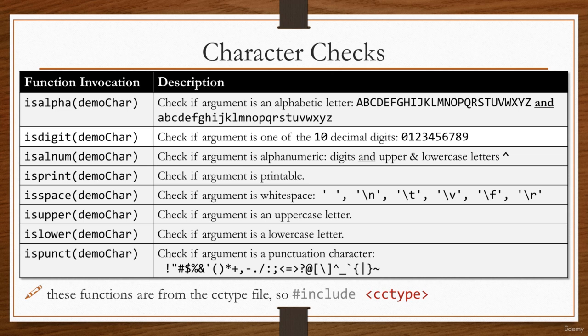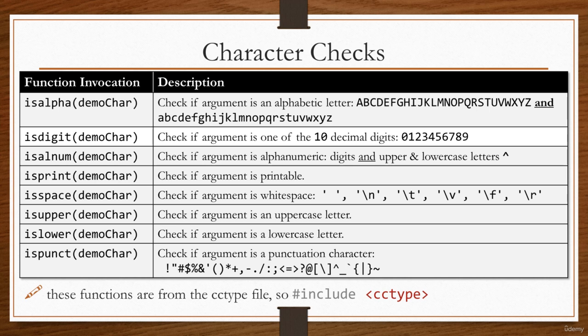We can also check if it is a digit, so a decimal digit, 0 to 9. We can check if it is an alphanumeric character, so a digit or an uppercase or lowercase letter as in the previous rows. We can check if the argument is printable or whether it is white space, so a space or a new line character, a tab, a vertical tab, and so on. We've covered those characters and what they do before. We can also check if the character is uppercase or lowercase, or if it is a punctuation character, so an exclamation, a colon, semicolon, braces, and so on.